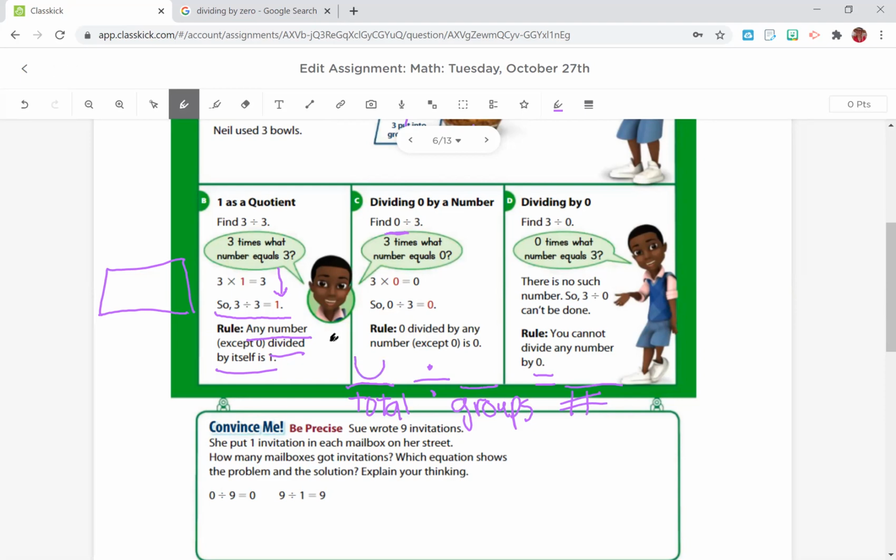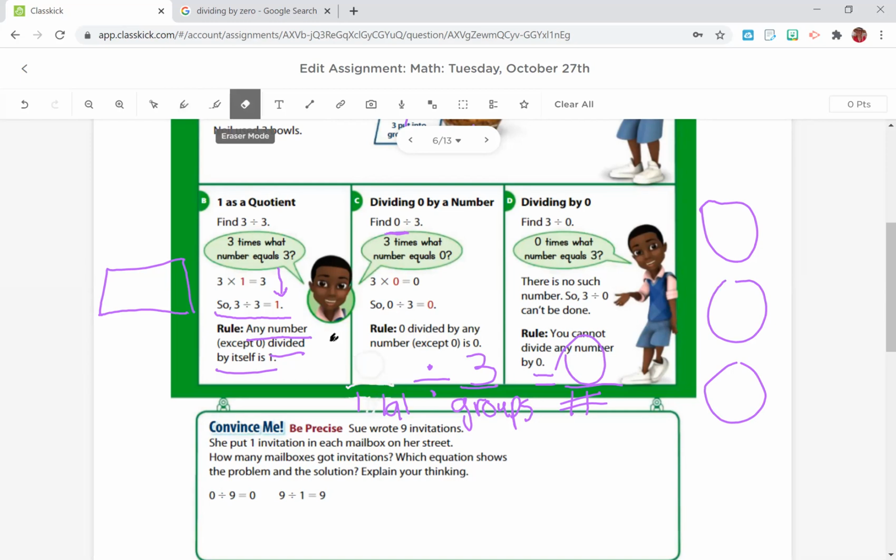Now, if we have 0 to share and we have 3 groups, how many would each person get? If I have 3 friends and I have 0 candies, how many would they get? They would get 0. I don't have anything to share. So 0 divided by anything is 0. I would like you to write down the total, groups, and number for the division problem at the bottom.